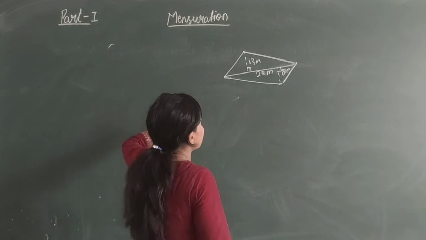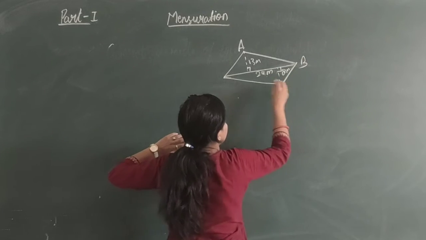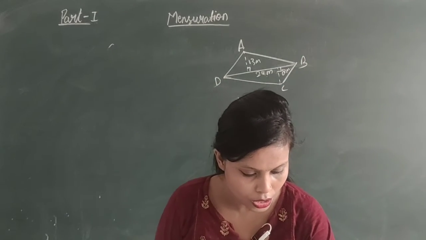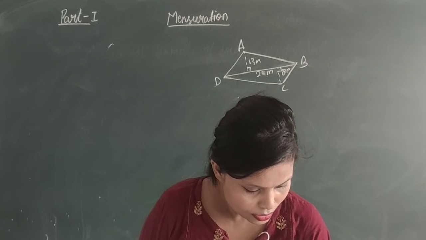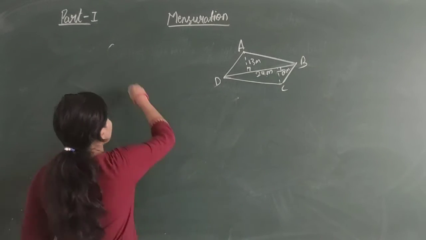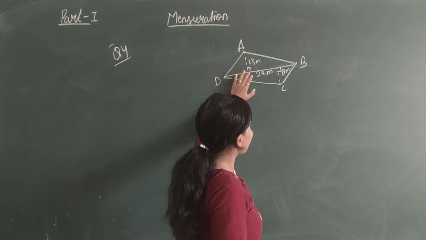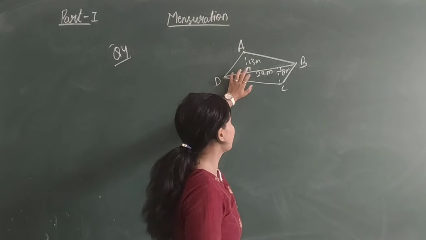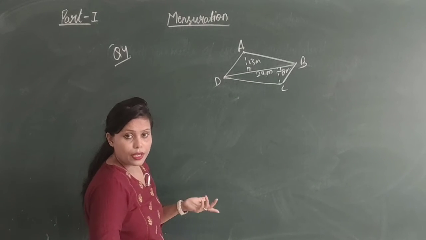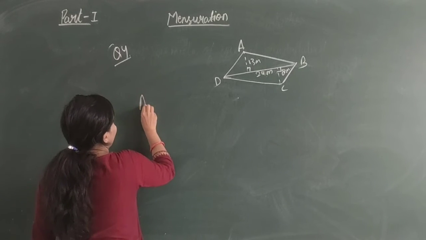So first of all we need to name this quadrilateral A, B, C and D. Now find the area of the field. If this type of thing is given, we can apply the general formula for the quadrilateral. What is the general formula for the quadrilateral?